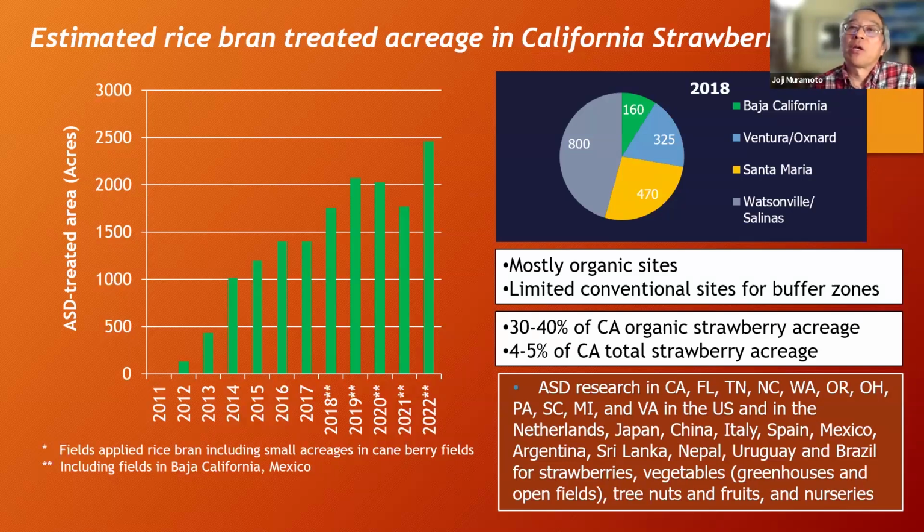Now, ASD research has been not just in California, but across at least 11 states, and 10 or 11 other countries, for strawberries and vegetables and tree nuts and fruits and nurseries, like high-value crops, with research done and partially adopted.